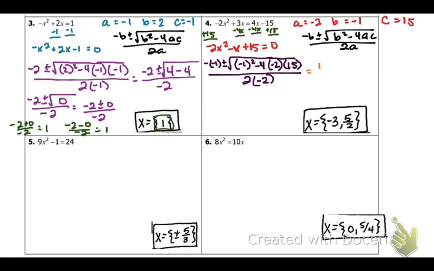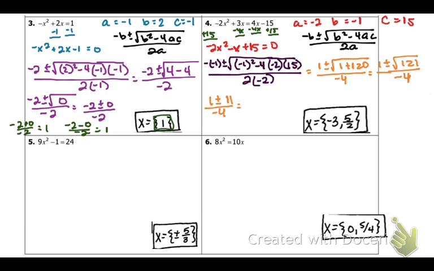So this is going to give me a positive 1, because a negative times a negative will be positive. 1 plus or minus negative 1 squared is 1. Now you're going to do negative 4 times negative 2 times 15, and that's going to give you a positive 120 all over negative 4. But 1 plus 120 is 121, and 121 is a perfect square. That's 11. So you're going to have 1 plus or minus 11 over negative 4.